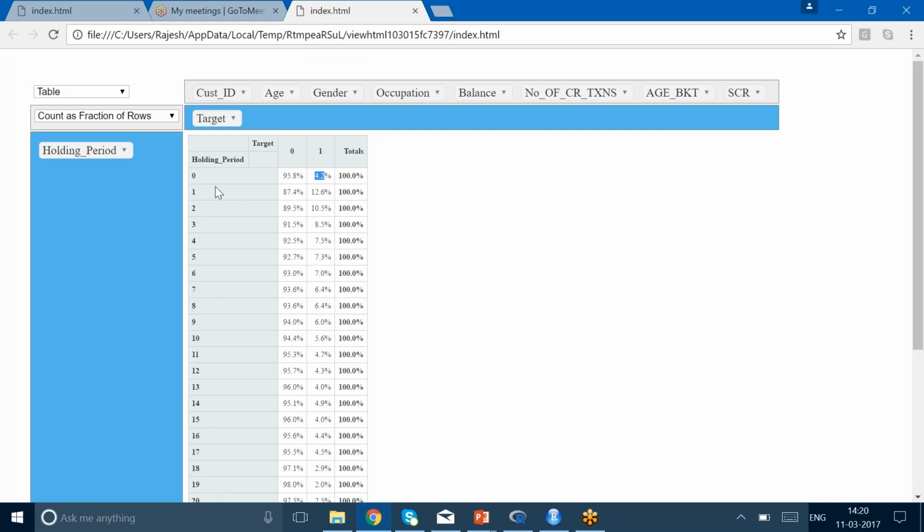But the point I'm trying to make is, again I can see that if I segment the data based on holding period and I aggregate zeros and ones and see what proportion of customers in that segment responded, again probability comes into play. Likewise, I can do this for other variables also.